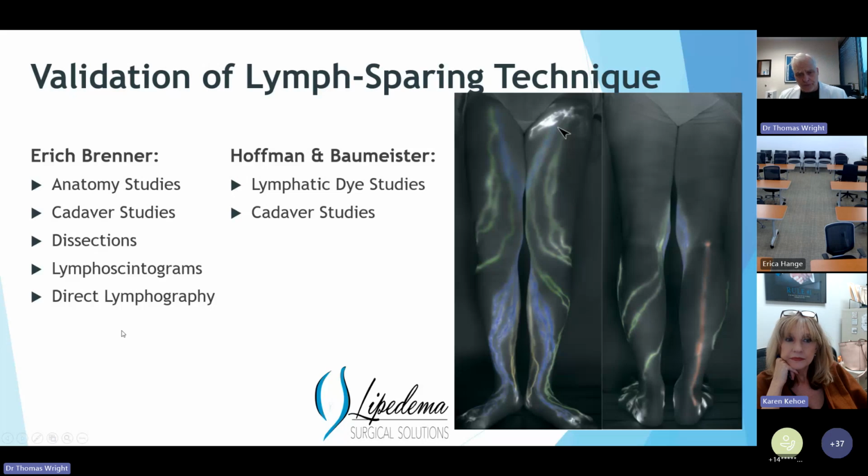These studies were done. This is an ICG direct lymphography. They also did cadaver studies and dissections and lymphoscintigrams, and showed that these major lymphatic collectors are tolerant as long as you do not transect them with crisscross cannula strokes, and they remain intact. However, they can be disrupted by crisscross techniques.